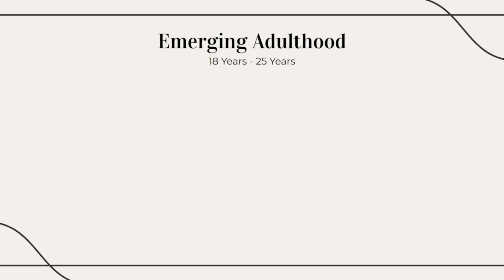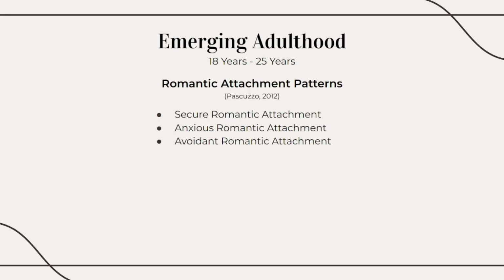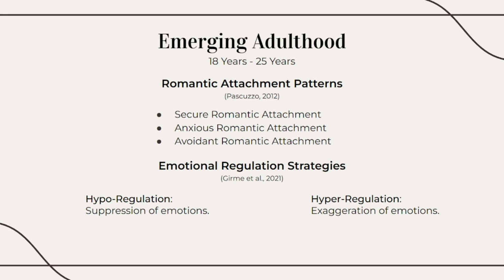Literature by developmental psychologists outlines 3 different romantic attachment styles: secure romantic attachment, anxious romantic attachment, and avoidant romantic attachment. Individuals who are securely attached to their romantic partners will seek them out as sources of comfort when stressed. Alternatively, those who are insecurely attached to their romantic partners will rely on a different emotional regulation strategy. There are 2 accepted categories of emotional regulation strategies in adults: hyporegulation and hyperregulation. Gurm et al. define hyporegulation as the suppression of emotions and hyperregulation as the exaggeration of emotions.